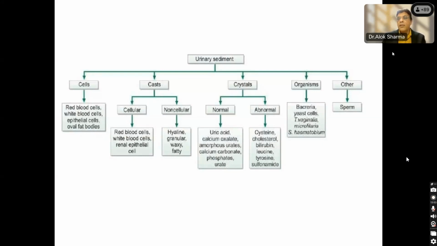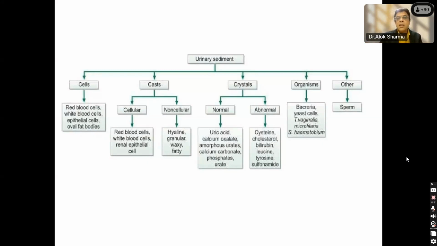So there will be cells: RBCs, WBCs, epithelial cells, oval fat bodies, which I just told you. The next thing you should pay attention to is casts. That's another very important component of a urinary sediment examination. These casts can be cellular. I showed you a few pictures of RBC casts and WBC casts. So these casts could either be cellular, containing RBCs or WBCs, or they could be acellular.